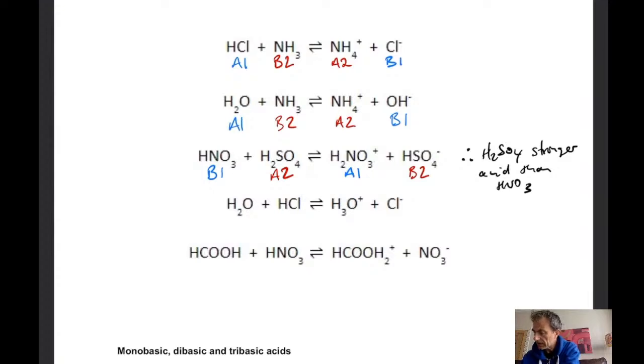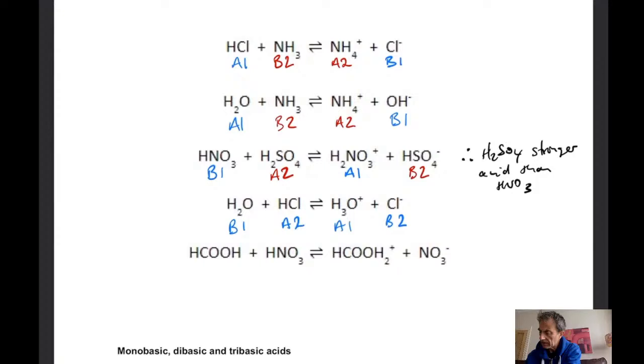So if we look at the next pair, we've got H2O and HCl. What's H2O becoming? It's becoming H3O+. So it's accepting a proton from the HCl, so this is a base. We'll call that B1. So this is A1. The HCl is donating a proton, so that's an acid, different pair, so A2, so that must be B2.